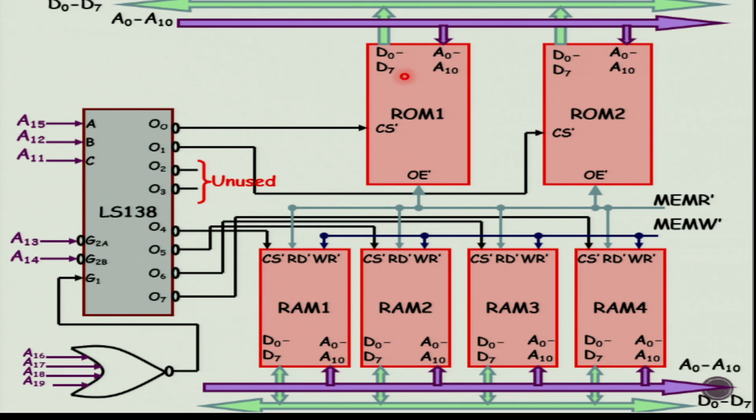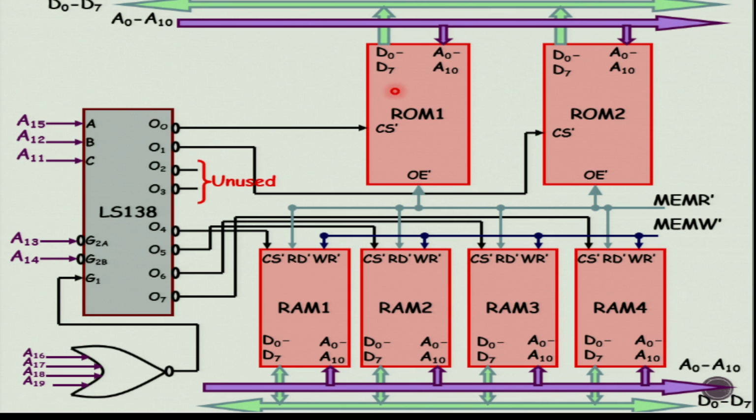You can also see that the data lines D0 to D7 are connected to D0 to D7 of the data bus. In case of ROM, you only have the read signal which acts as output enable. In case of RAM, you have read and write. ROM, remember, is read-only memory. So since it's going to be read-only memory, we are only going to have the memory read signal. And in case of RAM, you can read or write. So you have memory read as well as memory write.